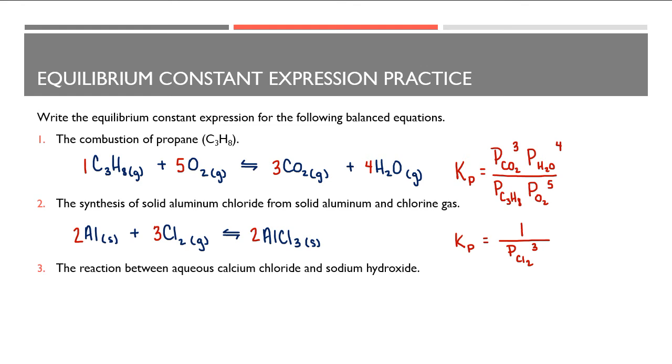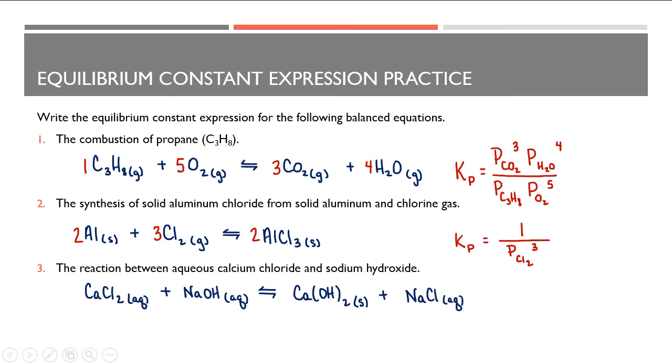The last problem here, the reaction between aqueous calcium chloride and sodium hydroxide. So for this problem, we need our solubility rules. So we have calcium chloride, which is soluble, so it's aqueous, plus sodium hydroxide, which is soluble, so that's aqueous. And then this is a double replacement reaction producing calcium hydroxide, which is not soluble, so that gets a little solid symbol, and sodium chloride, which is soluble, so that gets a little AQ. We're only going to include the AQs in our equilibrium constant expression.